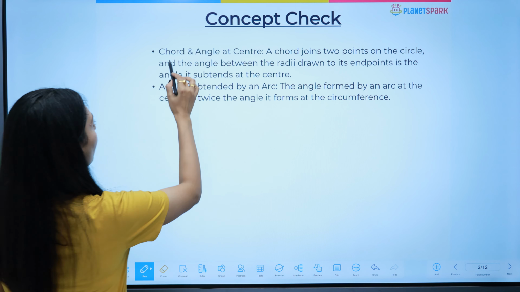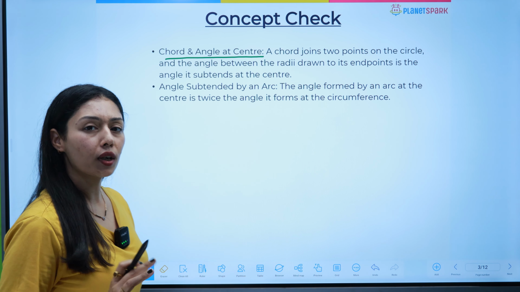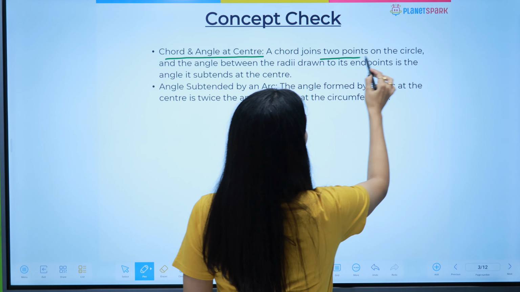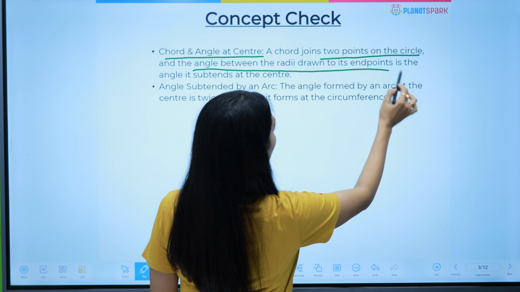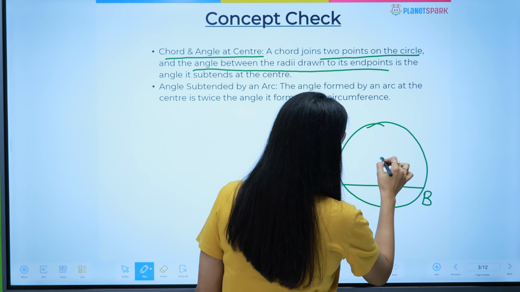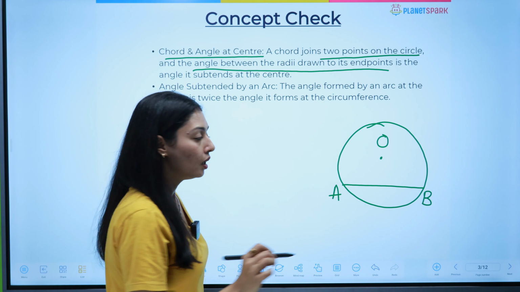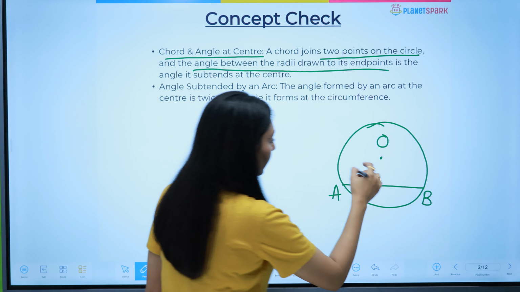Okay. Now chord and the angle at the center. We know what is a chord, everybody? It joins two points on the circle, right? And the angle between the radii drawn to its end points is the angle it subtends at the center. Okay, that means let's say this is a circle and we have a chord AB here. Here we have the center of the circle, right? तो दो radii को हम join कर देंगे OA and OB. So this angle between these two radii is the angle subtended by this chord at the center of the circle.